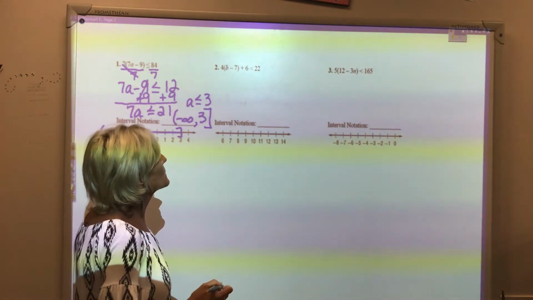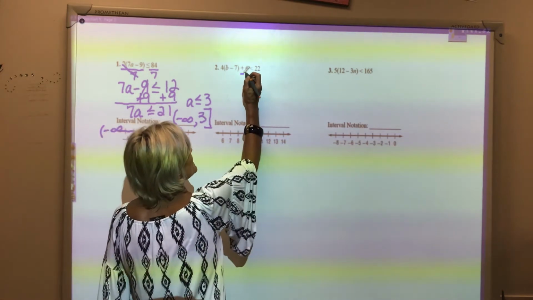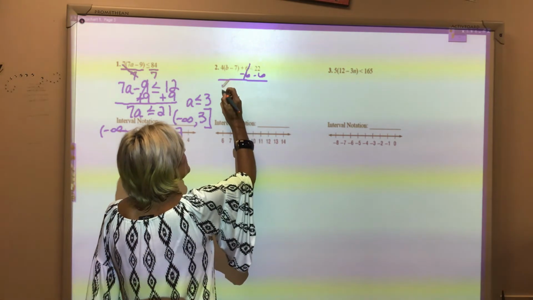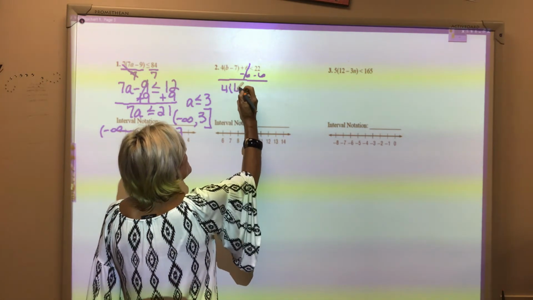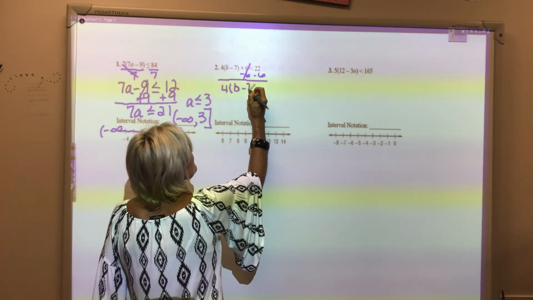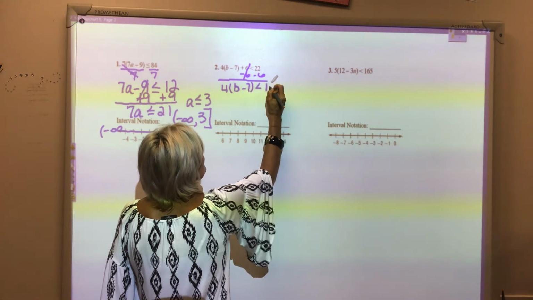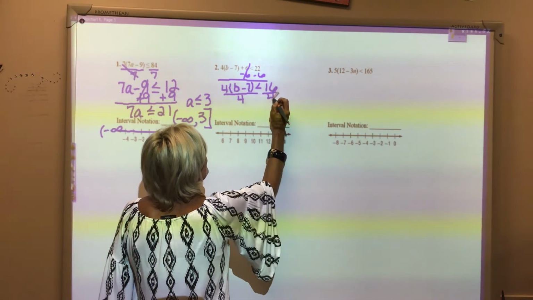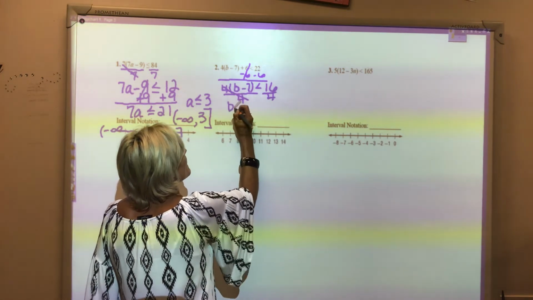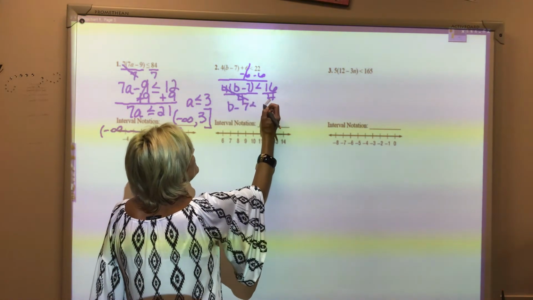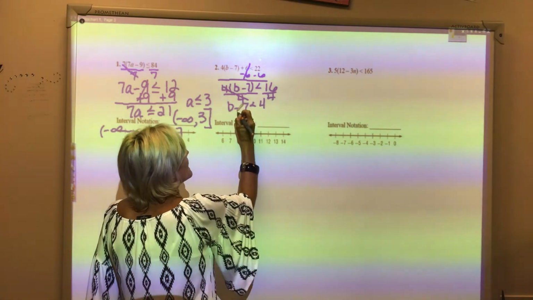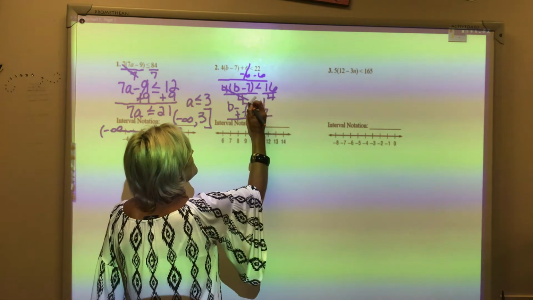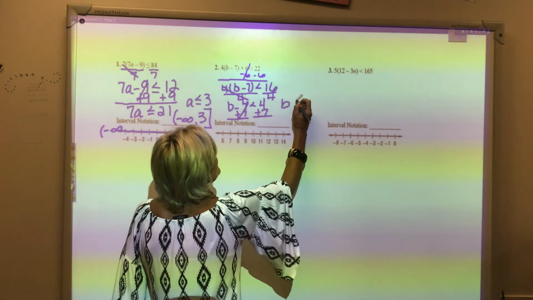On number 2, we're going to start with subtracting 6 from both sides. That will give us 4 times b minus 7 is less than 16. Divide both sides by 4. b minus 7 is less than 4. Add 7 to both sides. b is less than 11.